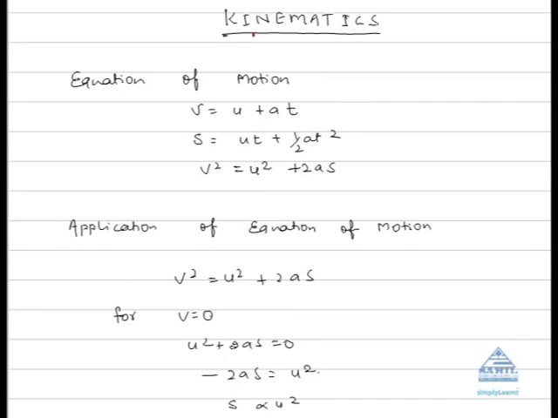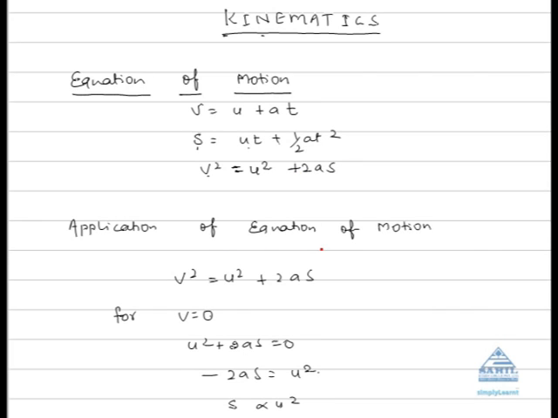Kinematics. Equations of motion are given by v = u + at, s = ut + ½at², v² = u² + 2as.